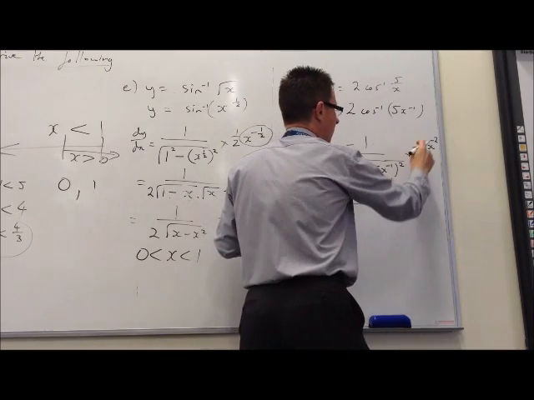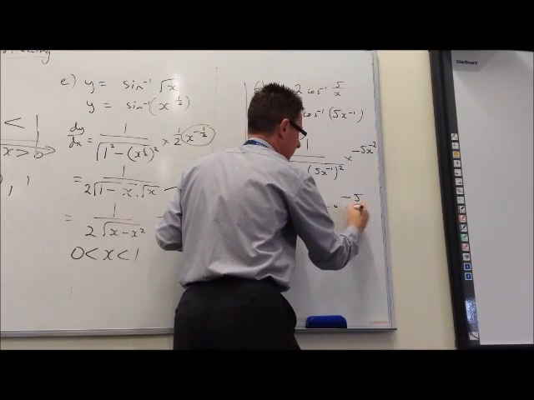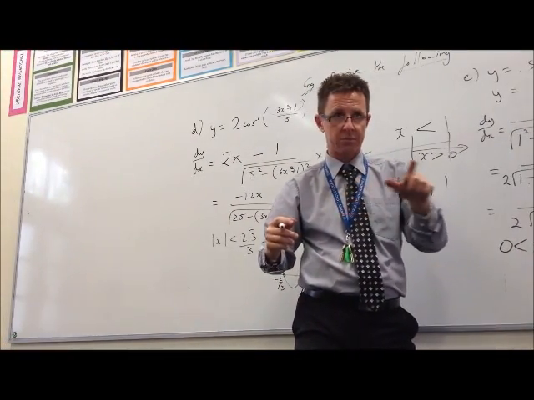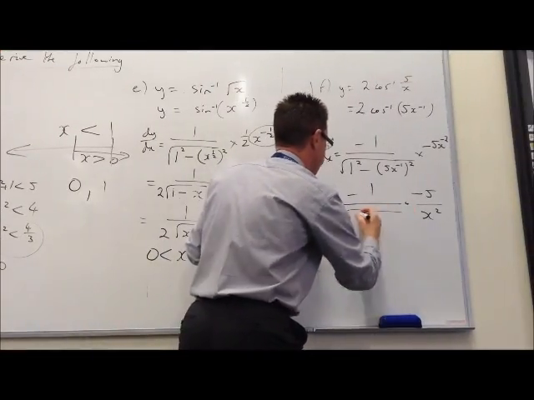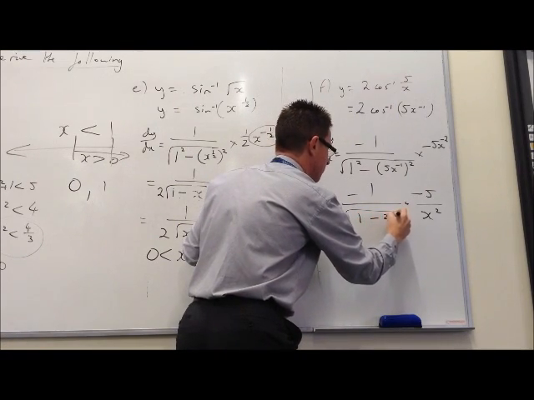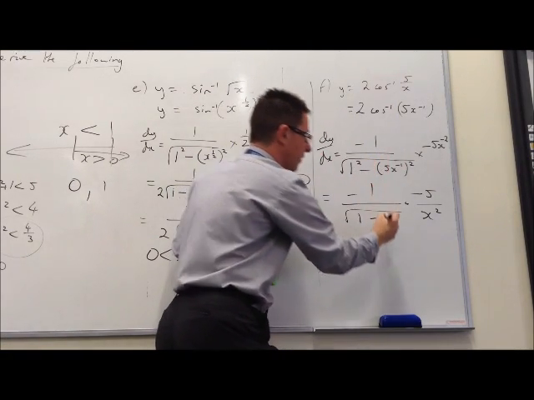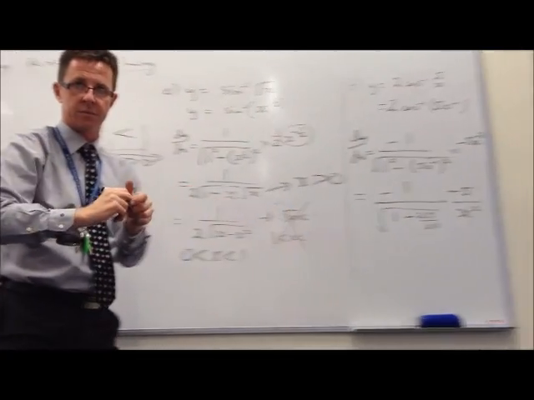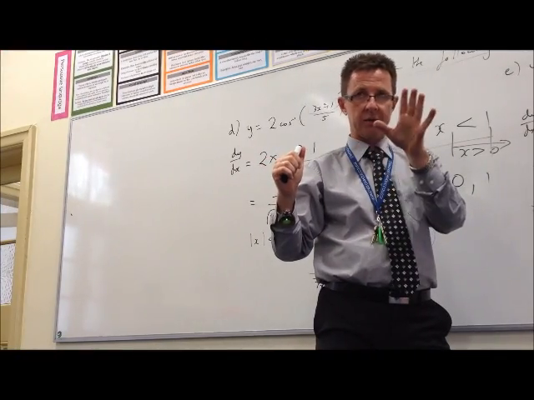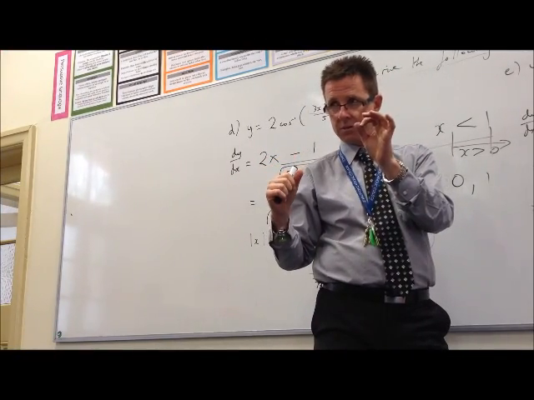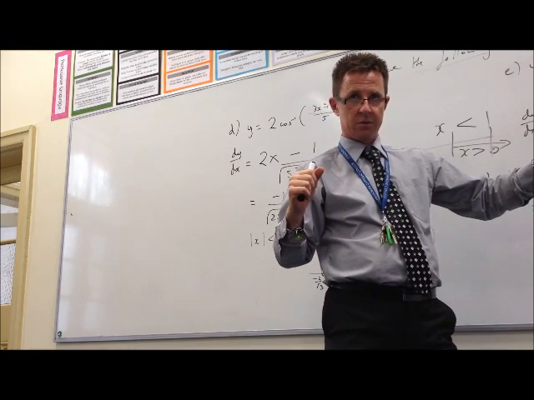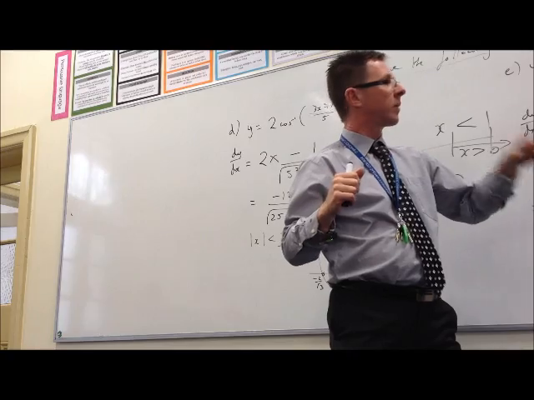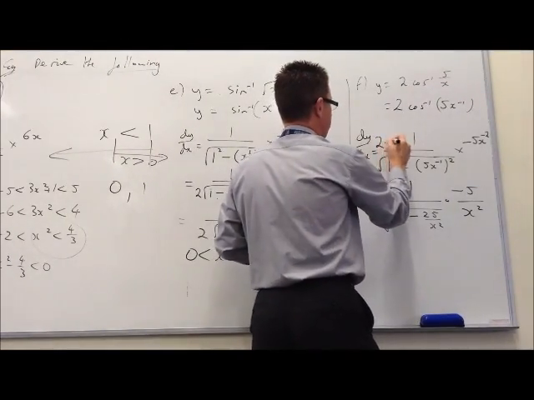First things first, I don't like this looking like this, so I'm going to write negative 5 over x squared. Under the square root, I'm going to write 1 minus 5 squared, which is 25, over x squared. And just yell as soon as you think, what's he doing? So what happened to the 2? I forgot. Thank you.